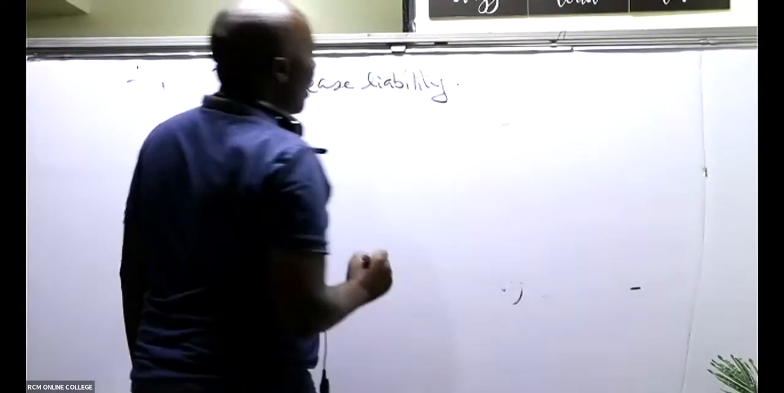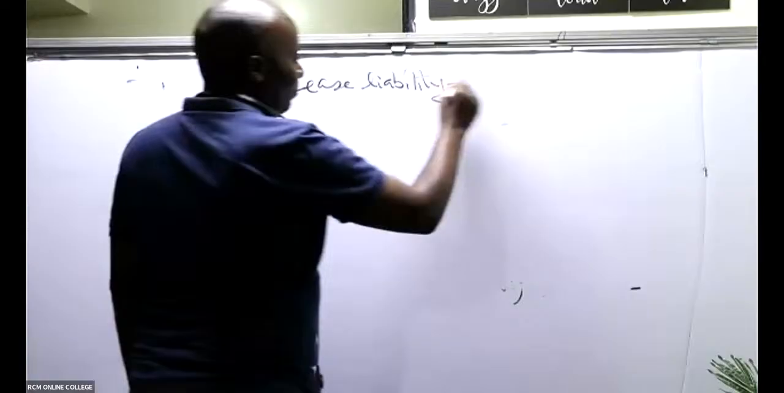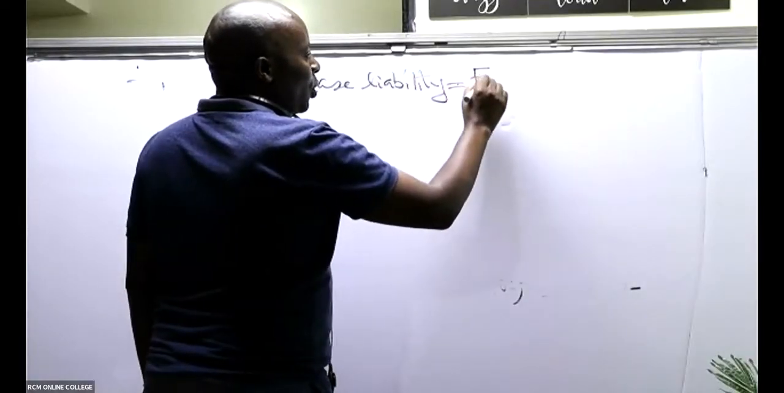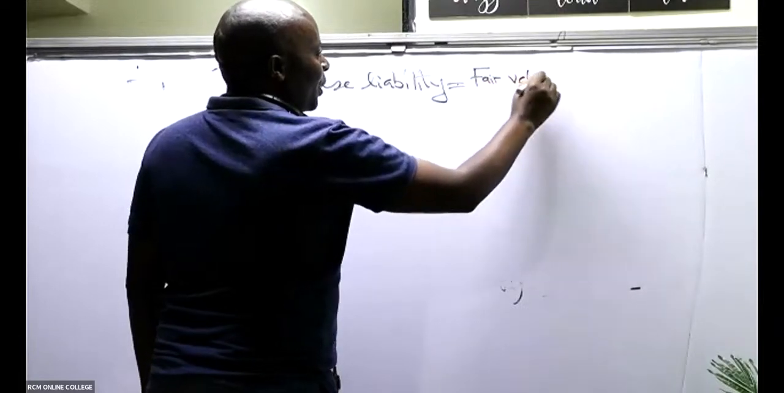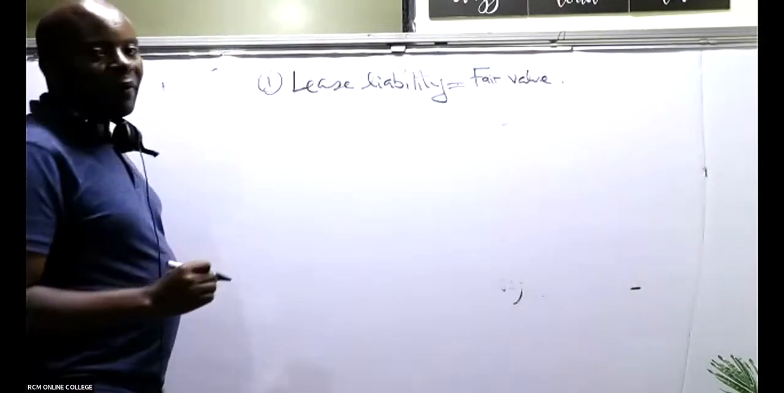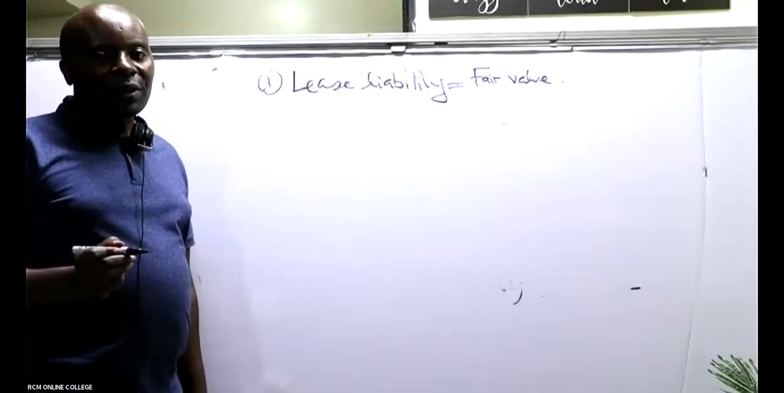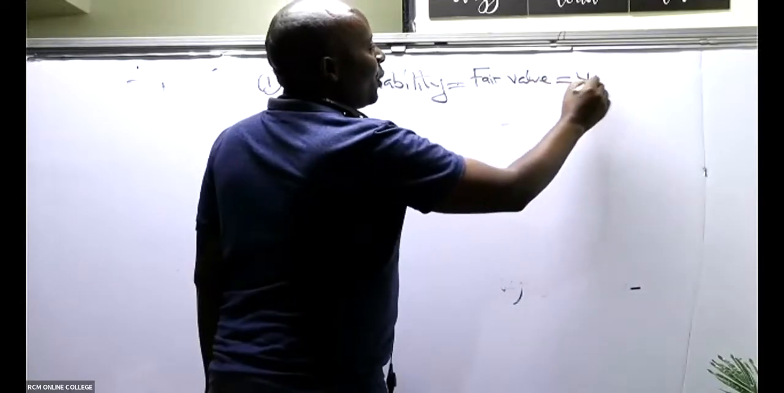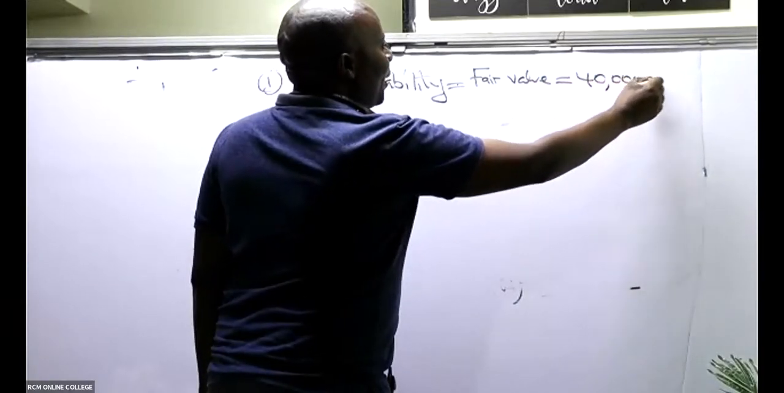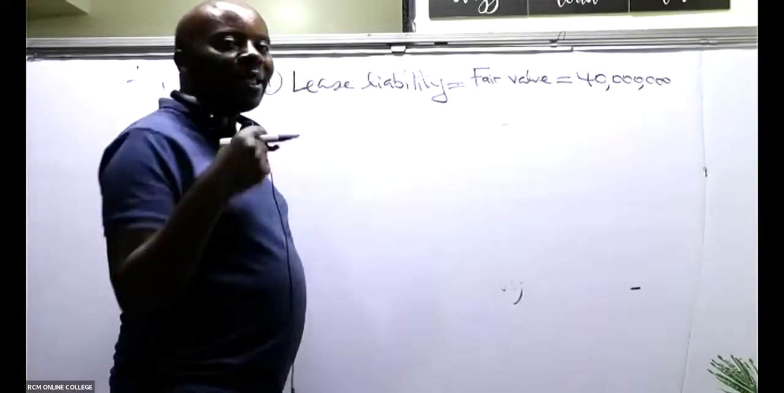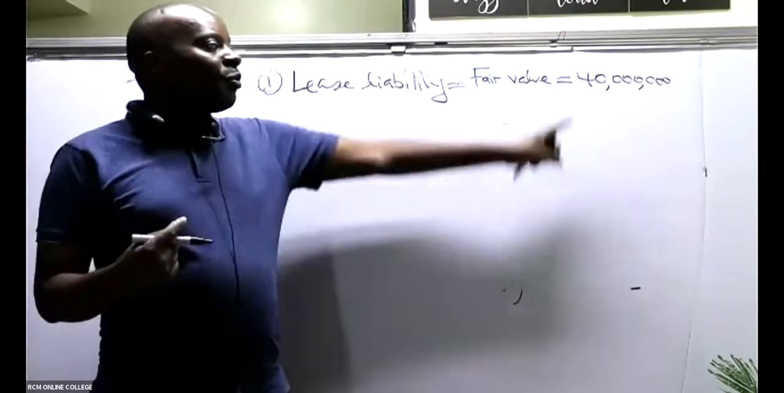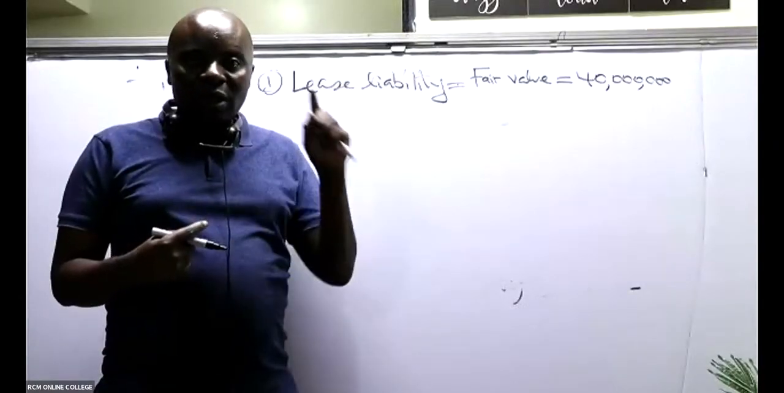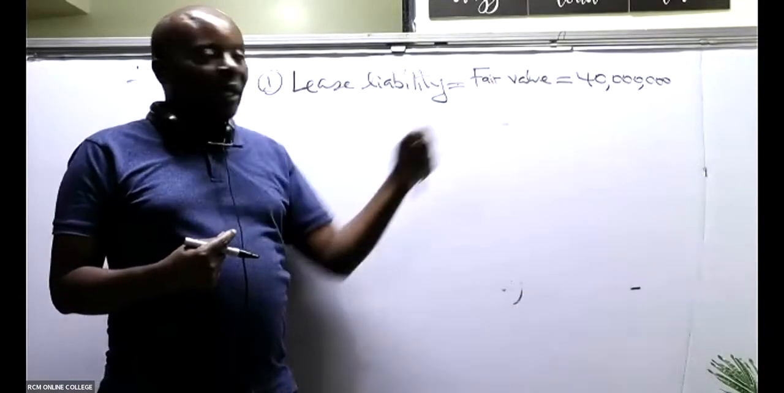That is step number one. How do we get this? First of all, this lease liability is always equal to fair value. Always. It's equal to fair value of the asset or market value of the asset. So like in this question, they have told us that the fair value is 40 million. So automatically it means that as this tenant is taking up this space, he should be willing to pay the market value. So the total lease liability will be this 40 million.